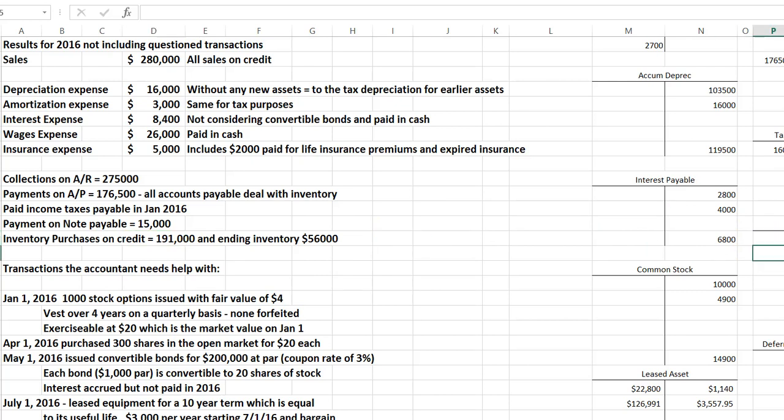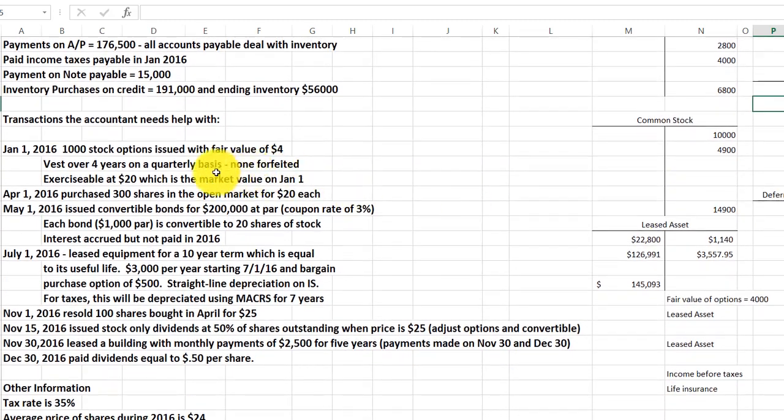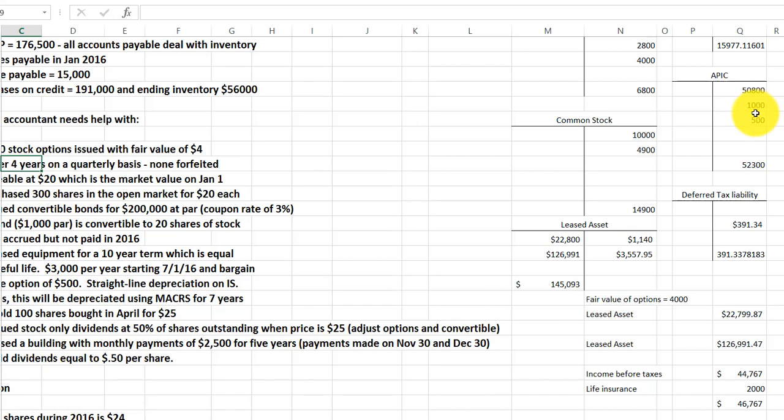So getting to the transactions that require a little more thinking here. Stock options, fair value of $4, 1,000 of them vest over 4 years. So the total value of this is $4,000, the fair value of the options in total. Since it was the beginning of the year, we have a full year of this, so the amount vested, or the amount that's earned for the first year, is $1,000, or 1/4. That's going to be a debit to compensation expense and a credit to additional paid in capital for $1,000.